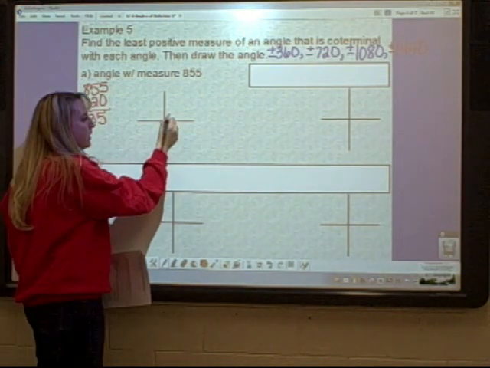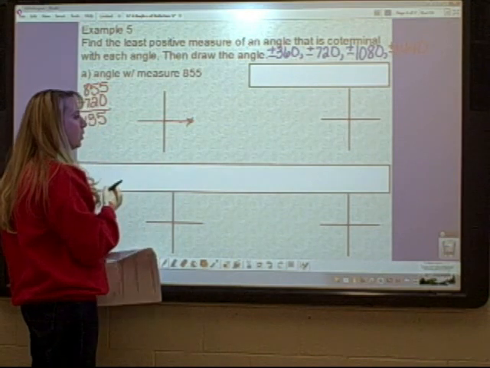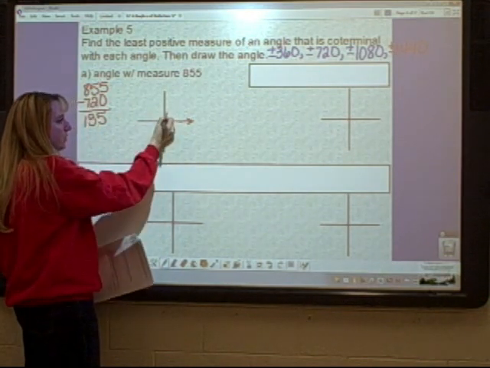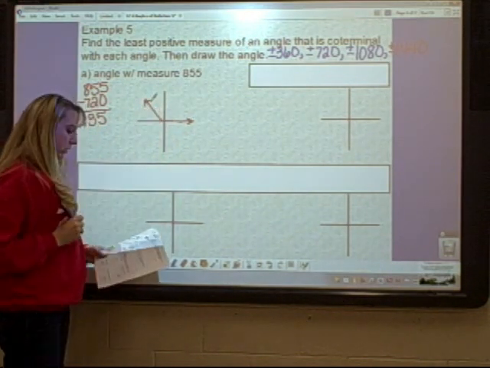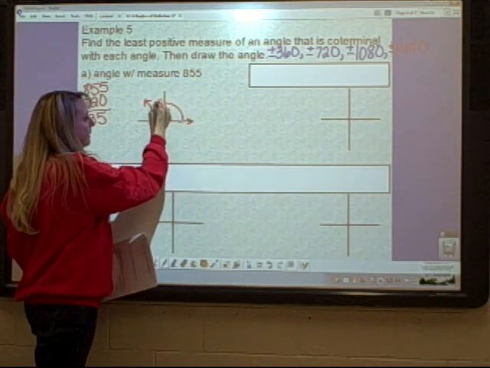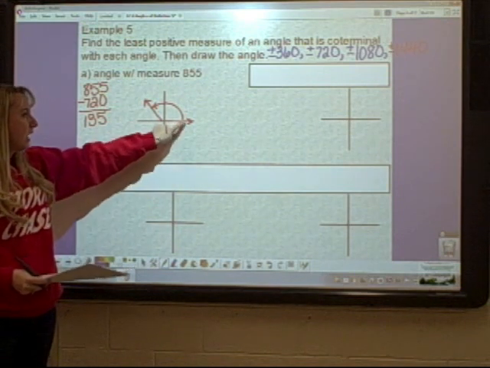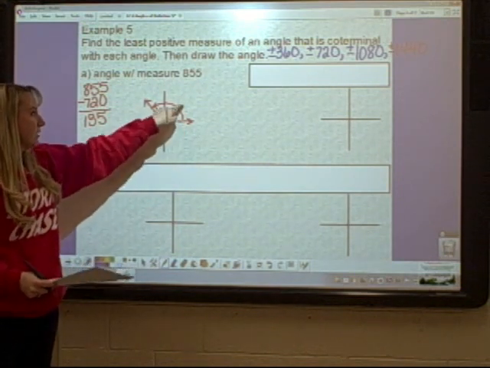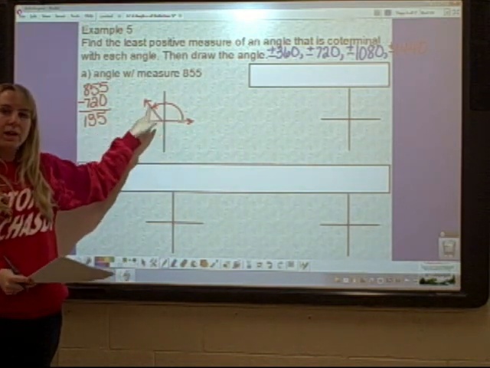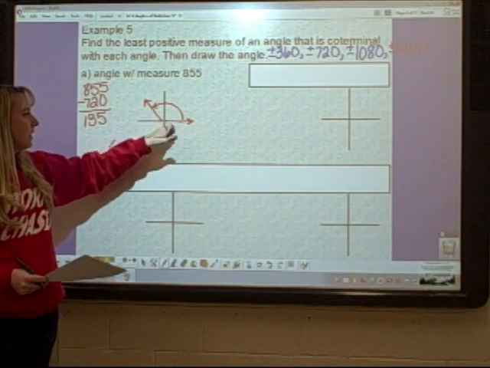So I have my initial side. 135, I've got 90, not quite 180. So there's our 135 in a positive direction. So if I went 855, I go around 360, 720, and then another 135. And that's what gets me to that terminal side.